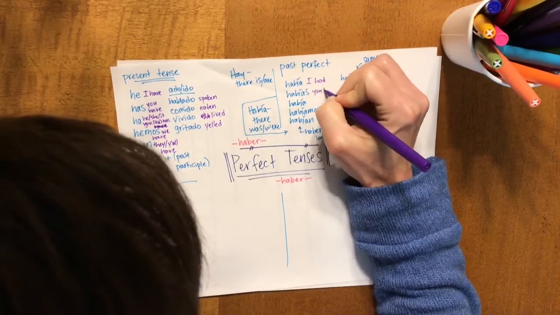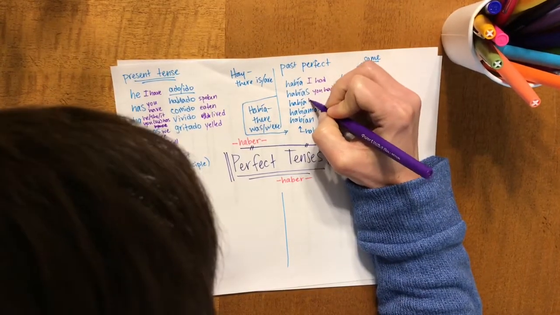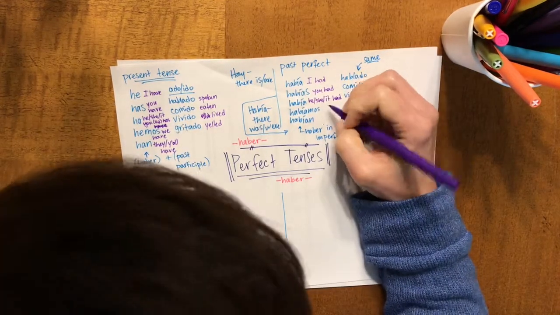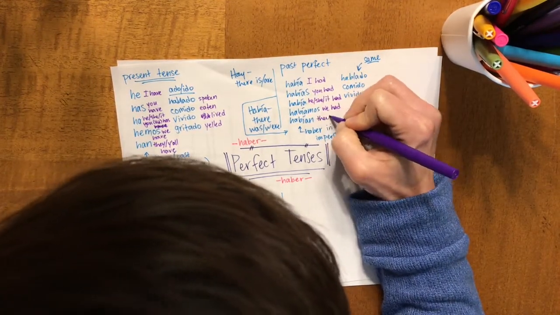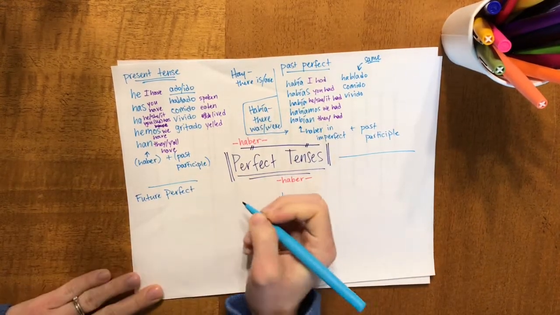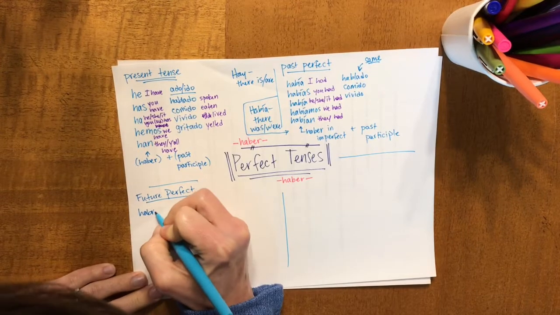So había means I had. Habías, you had, he or she had, we had, they had. So we had eaten when the truck arrived. You had spoken when something happened. So that's all in the past.